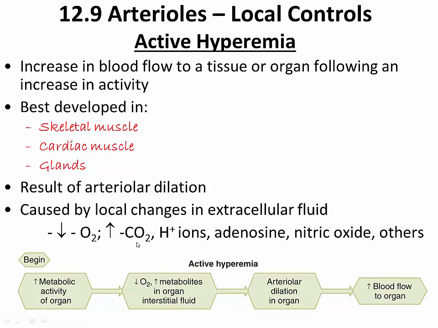These metabolites include things like carbon dioxide, hydrogen ions, adenosine as the result of ATP expenditure, nitric oxide, which is a gas signaling factor released by endothelial cells, and other factors as well. So the basic idea is that oxygen's going down and all these things are going up. That leads the smooth muscles to relax, and so we have arteriolar dilation, and we have increased blood flow to the organ.